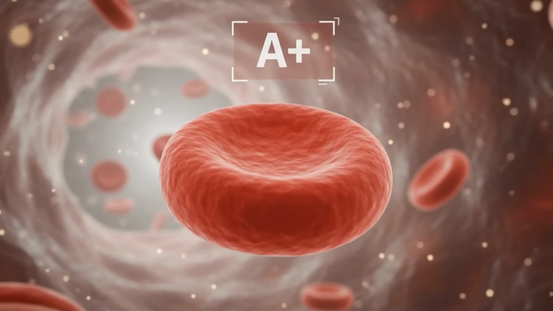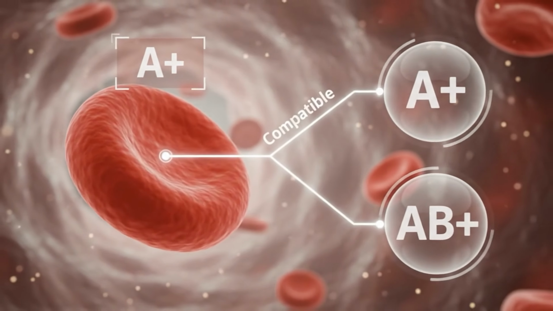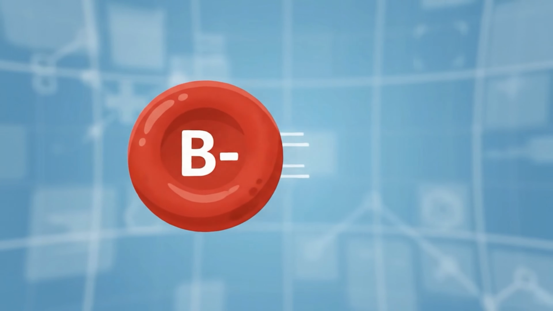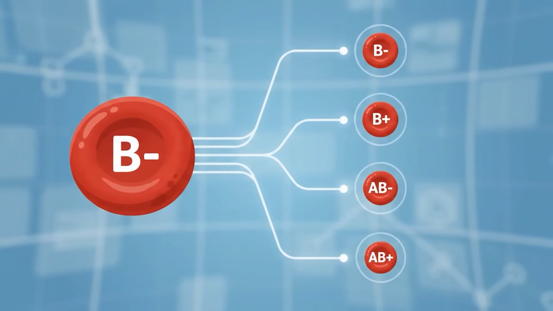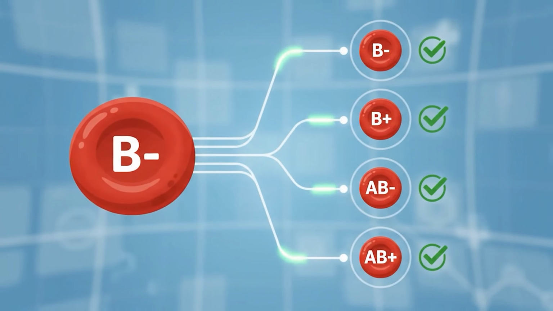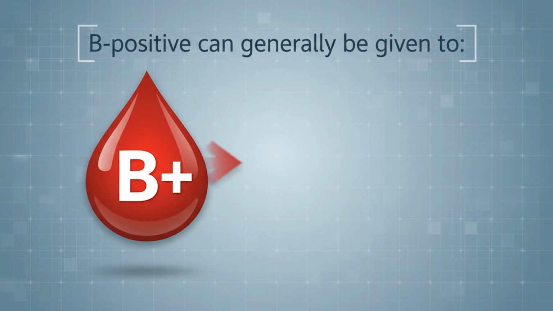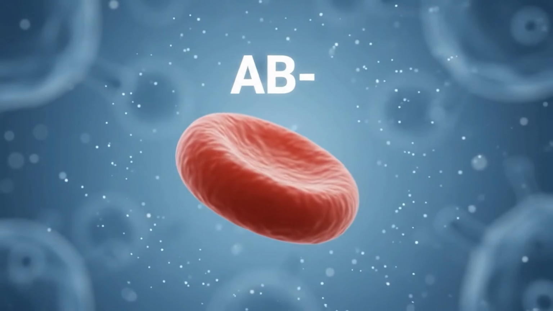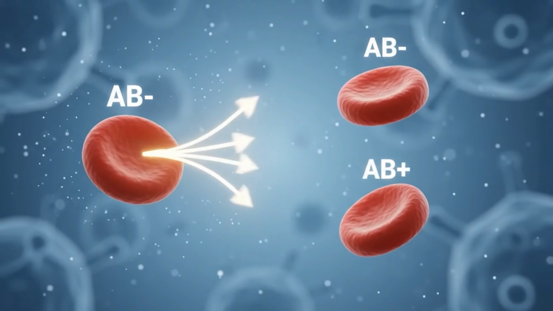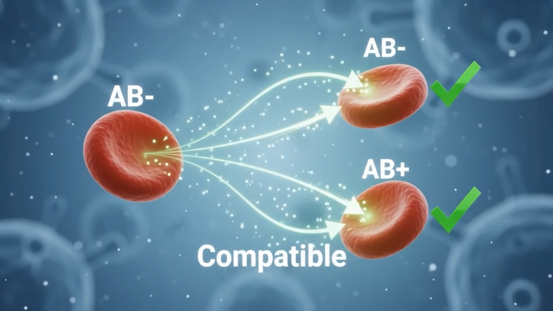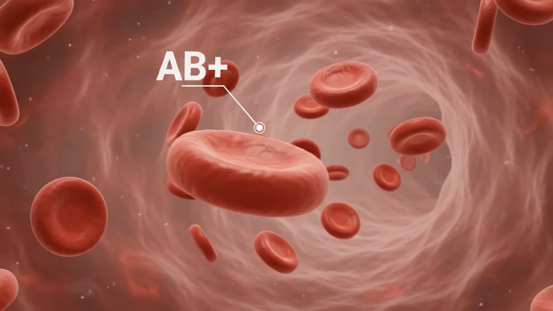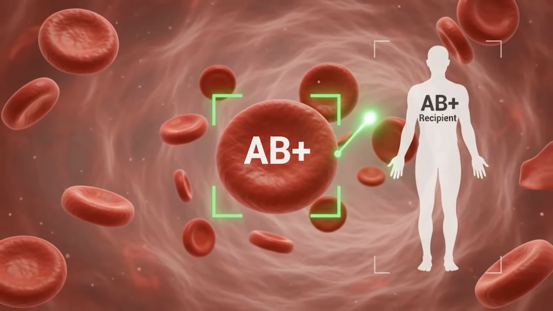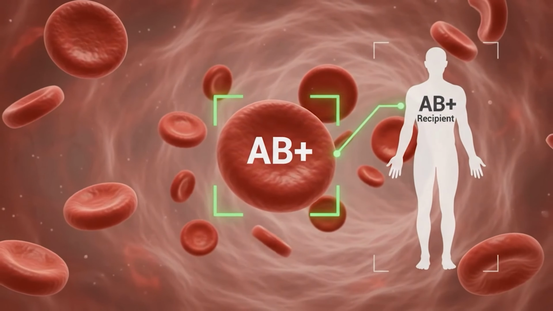A positive red blood cells can generally be given to A positive and AB positive. B negative can generally be given to B negative, B positive, AB negative, and AB positive. B positive can generally be given to B positive and AB positive. AB negative red blood cells can generally be given to AB negative and AB positive. And finally, AB positive. AB positive red blood cells can generally be given only to AB positive recipients.